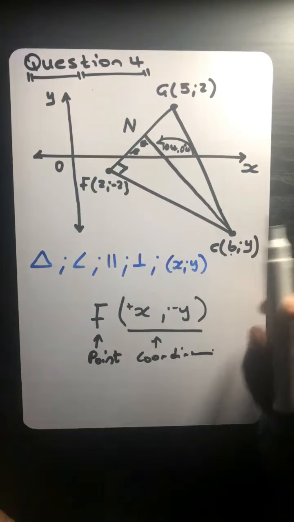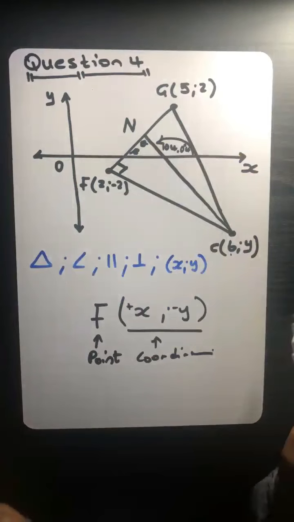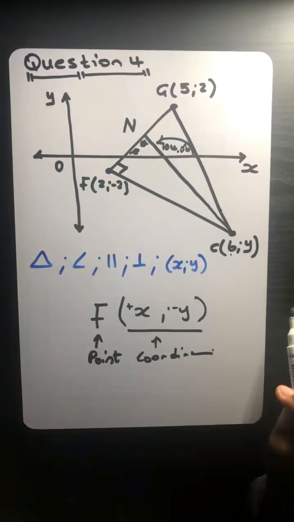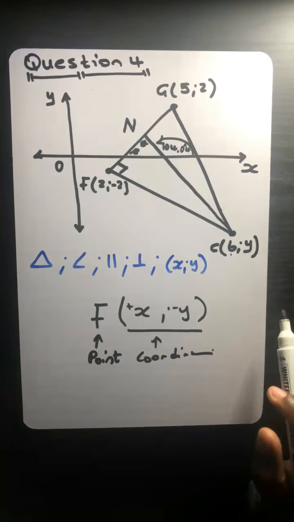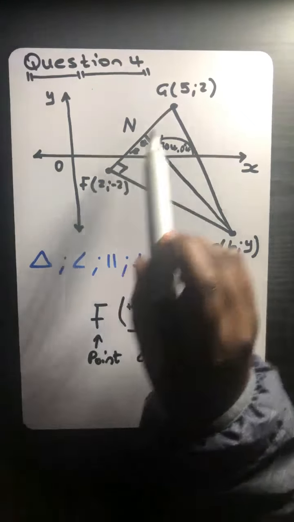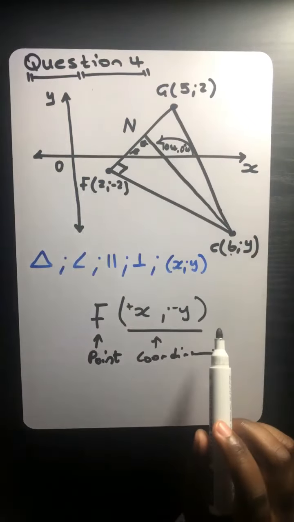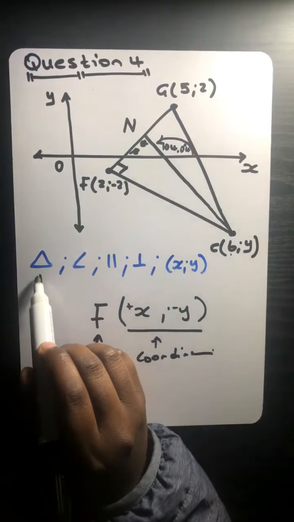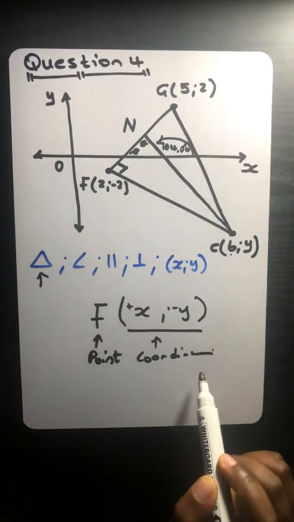They say all of these 3 points are the vertices of triangle FGC. Remember, guys, in yesterday's lesson we said the word vertices refers to the corners of any shape. So that means 1, 2, 3 are the vertices of what? A triangle. So that shape refers to a triangle.